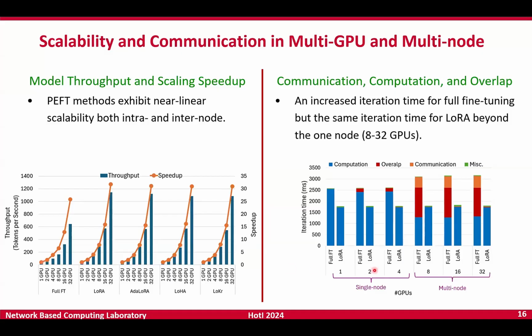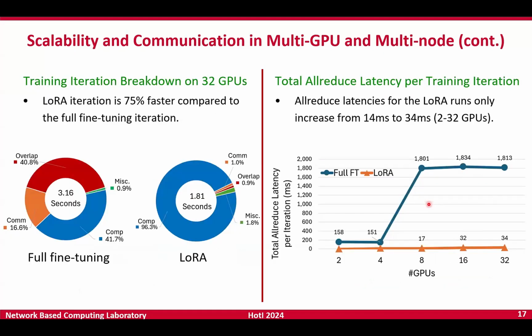For a single node, the communication overhead, the red bar and the orange bar, is quite small. The reason is that the bandwidth within the node is quite large, but when we increase the number of GPUs, the communication overhead has a significant increase. Okay, next slide.